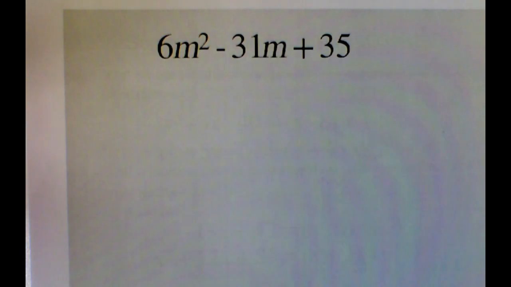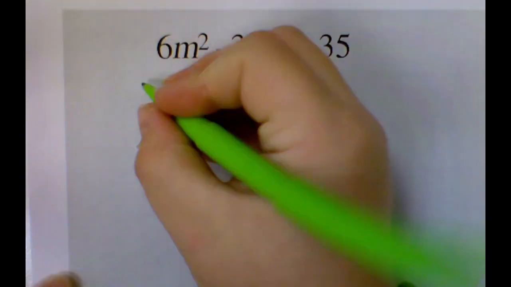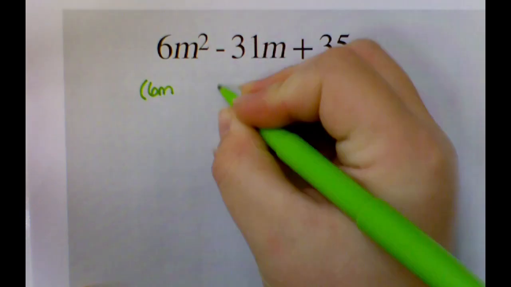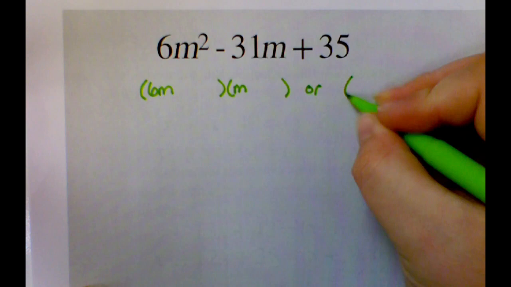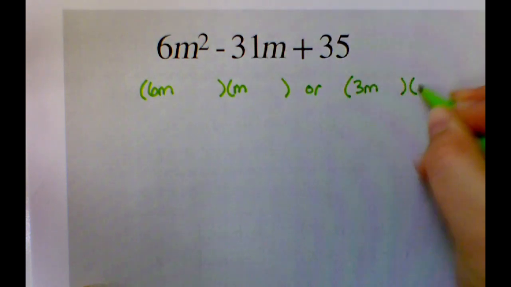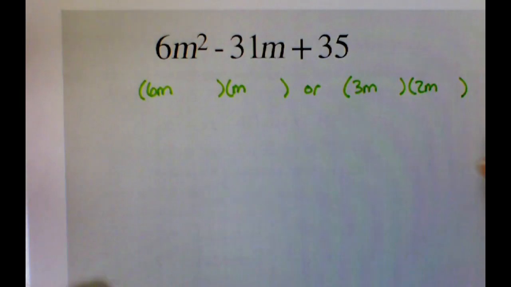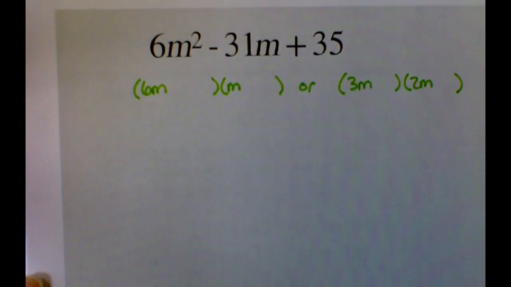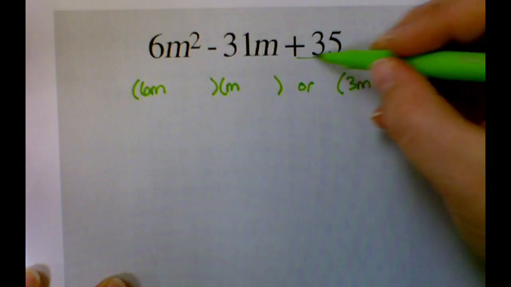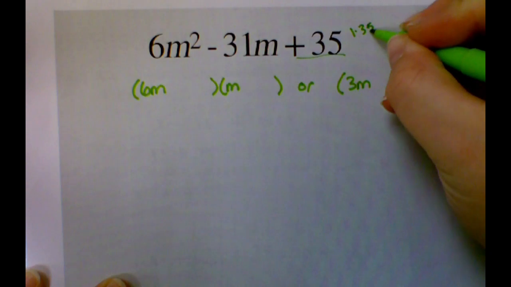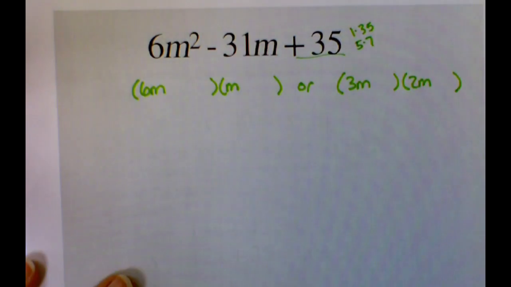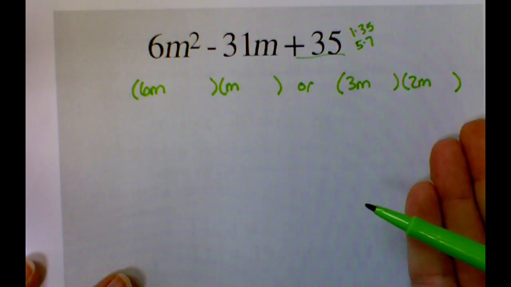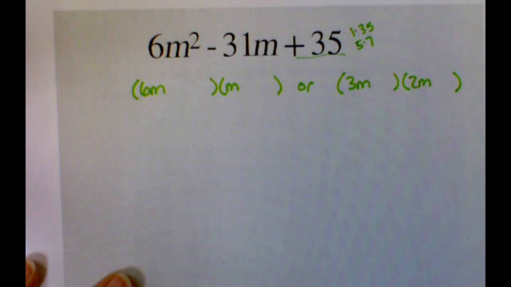There's not. To break apart 6m squared, we can either do 6m and 1m, or it might be 3m and 2m. So this just increases the number of options you have to try. To multiply to 35, I have 1 and 35, or 5 and 7. So I have to try all those options on both sets here before I can say I can't factor it.